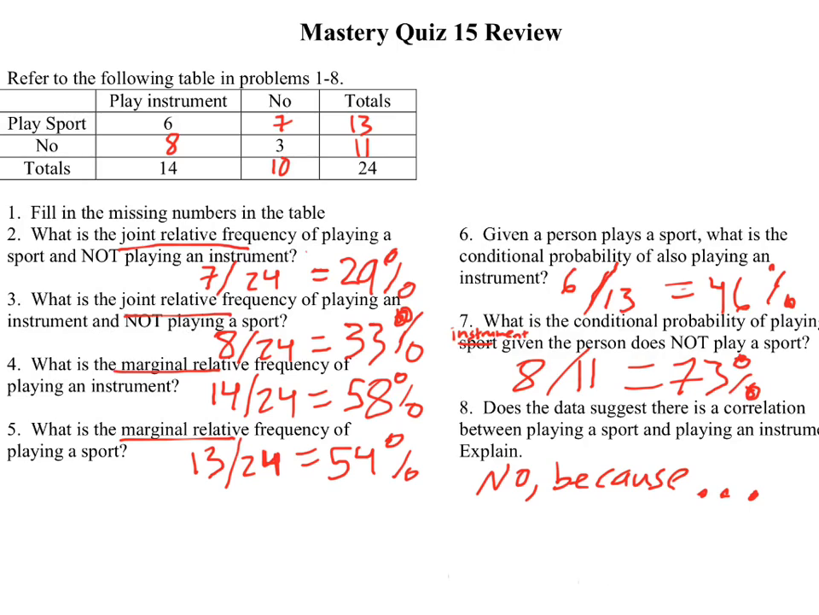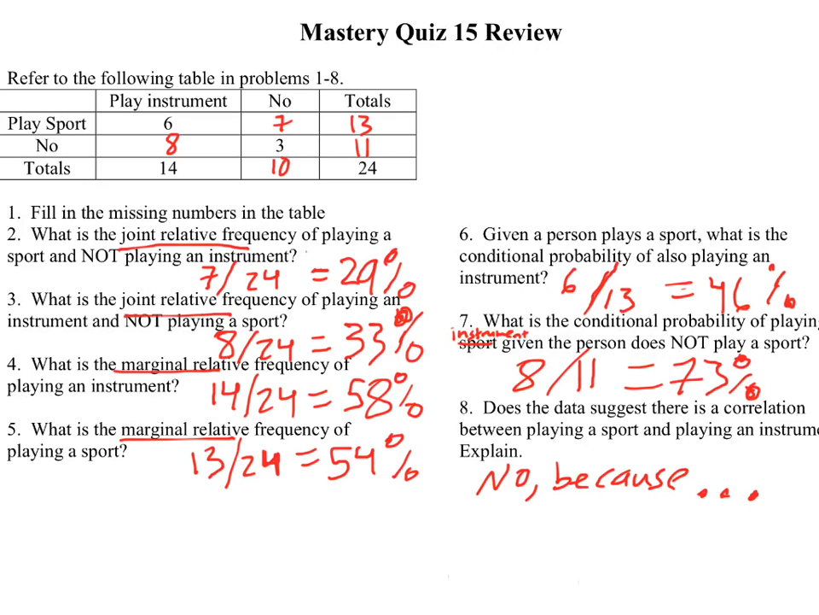On number 7, conditional probability of playing an instrument, given the person does not play a sport. So does not play a sport is this row. That's a total of 11. And for the probability of playing an instrument, there are 8 of them that play an instrument but don't play a sport. So it's 8 out of 11, which gives you 73%.